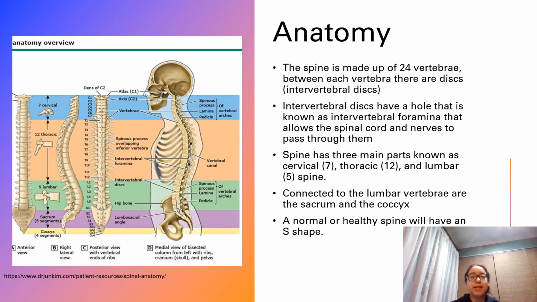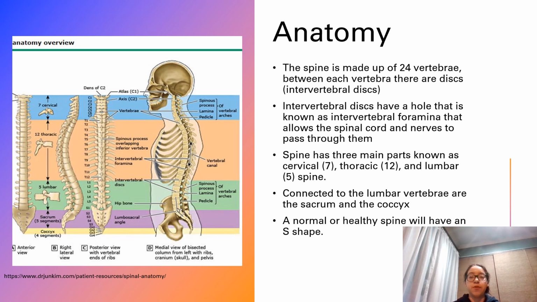For anatomy, the spine is made up of 24 vertebrae, and in between these vertebrae, there are intervertebral discs. These discs are important because they absorb any pressure from the spine, and in these vertebrae are intervertebral foramina, which let the spinal cord pass through, and also nerves as well, and there are actually 31 nerves that go on each side of the spine.